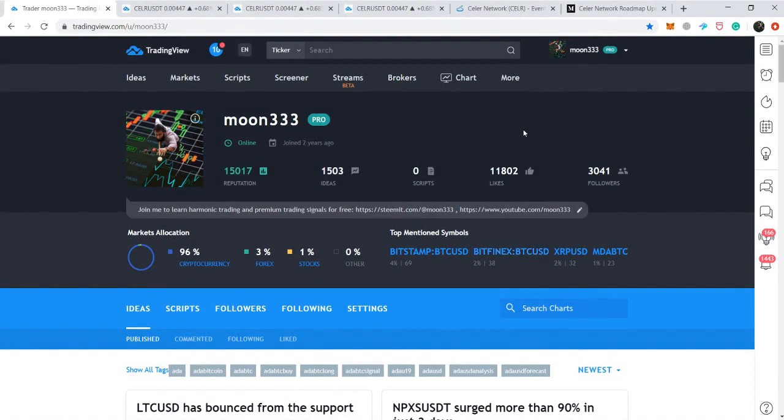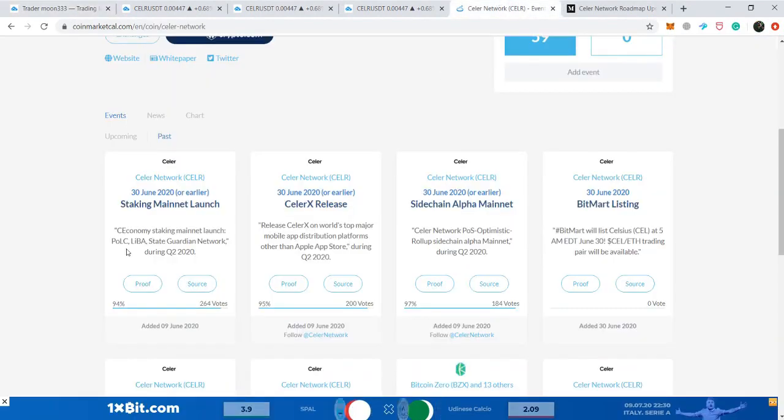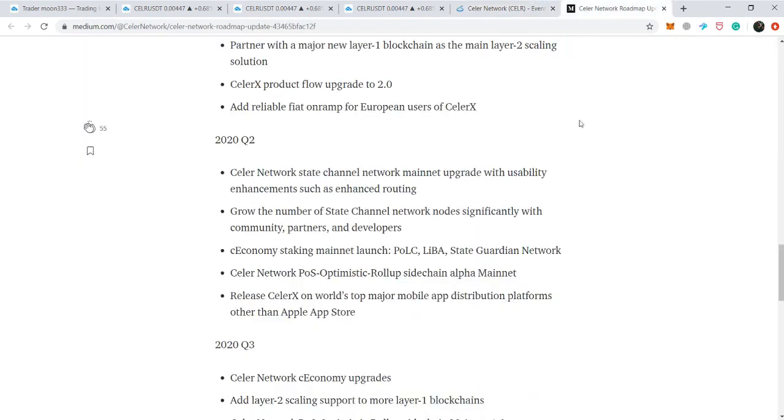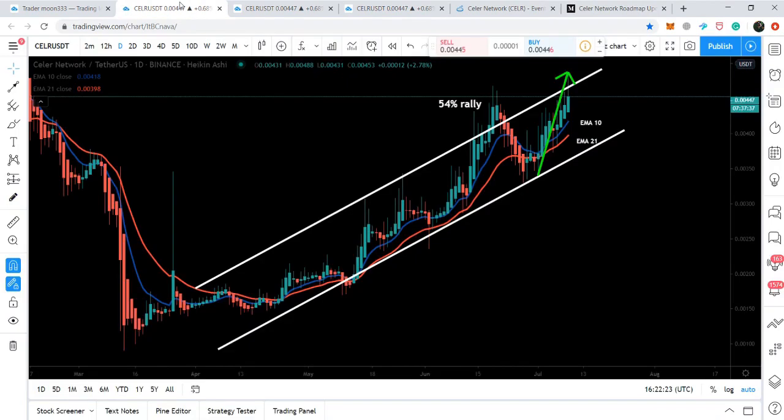Recently, they had a really very big event of staking mainnet launch on 30th of June, and this announcement was added on CoinMarketCap on 9th of June, and this was also added on their roadmap. And if we watch the live chart, on 9th of June, when this announcement was added by coinmarketcap.com, the price action from here up to this level surged more than 54%.